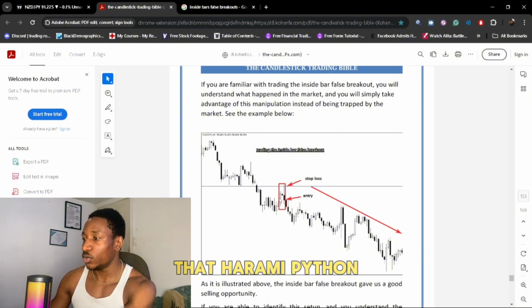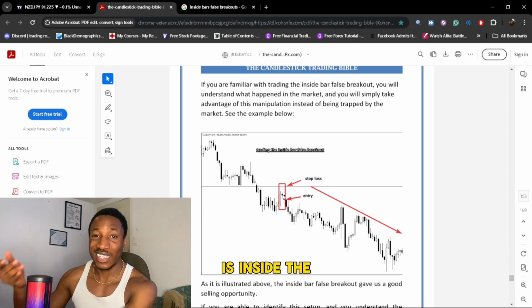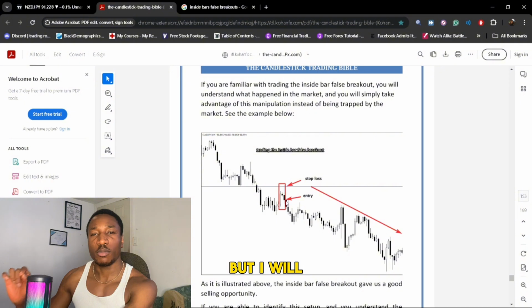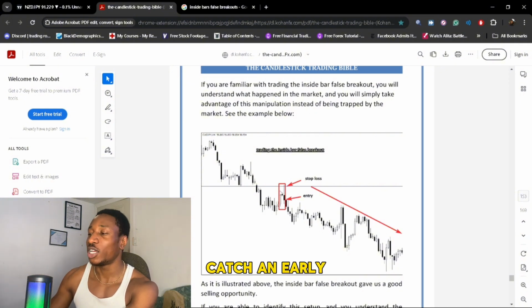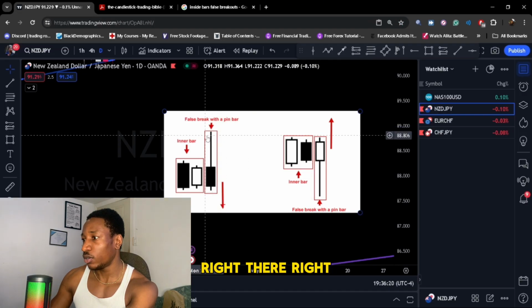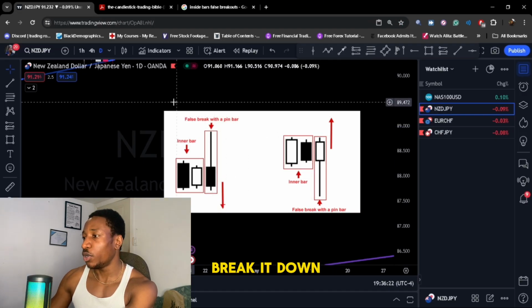Price gives you that harami pattern. The first candle is the biggest, the second candle is inside the previous candle, then there's a fake out, then boom, your entry is right there, and then price sells. Now as you can see, your entry is literally below here, but I will show you guys how to actually catch an early entry literally at the top of this wick right there, like at the top right there, right? So let me break it down for you.